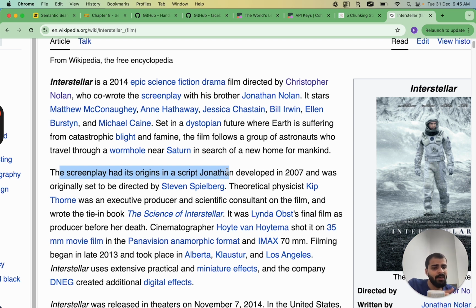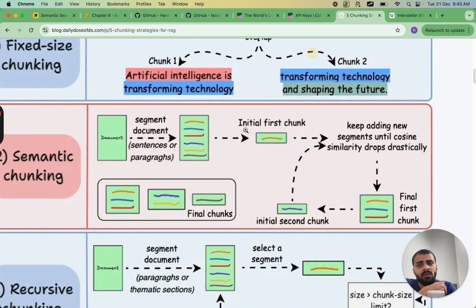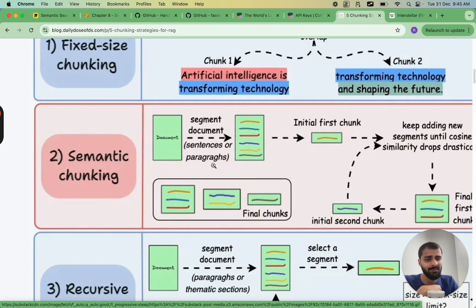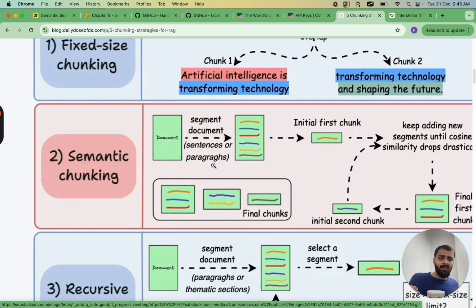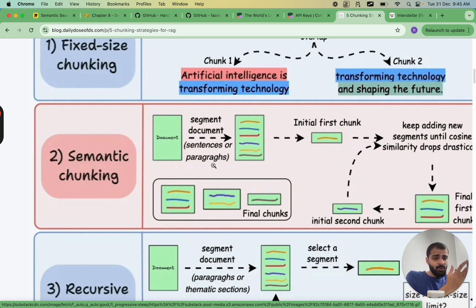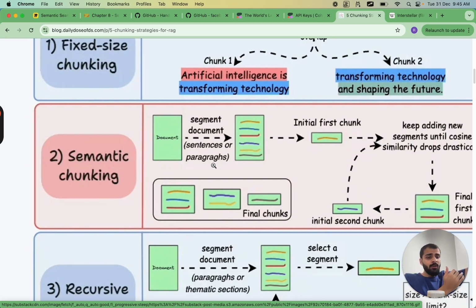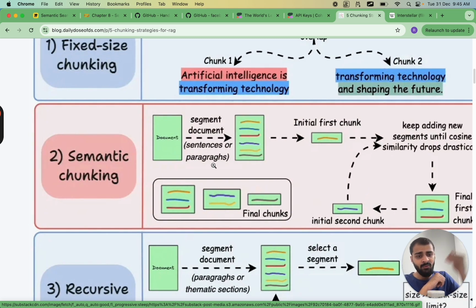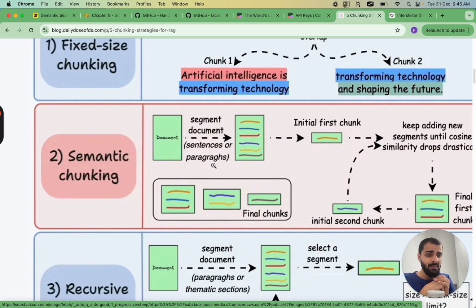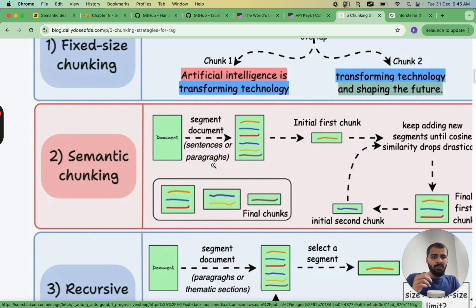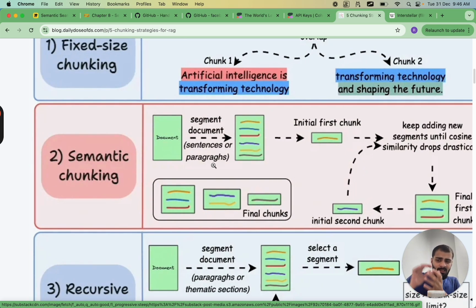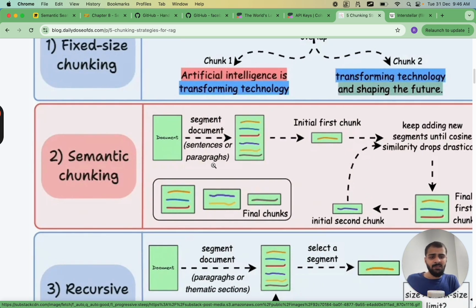So this is called semantic chunking, where essentially you are doing chunking based on the meaning. When would cosine similarity drop? When the meaning of something which you are considering right now is not very much aligned with the meaning of something which has come previously. So essentially, if you do semantic chunking, all the sentences in one chunk will have similar meaning.